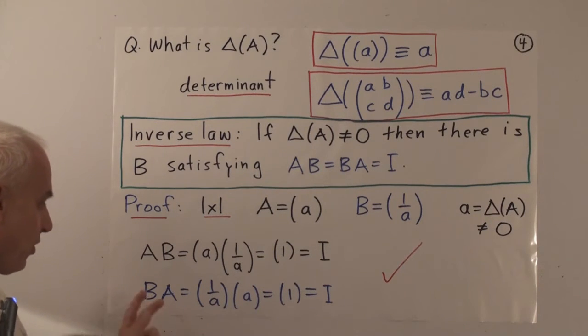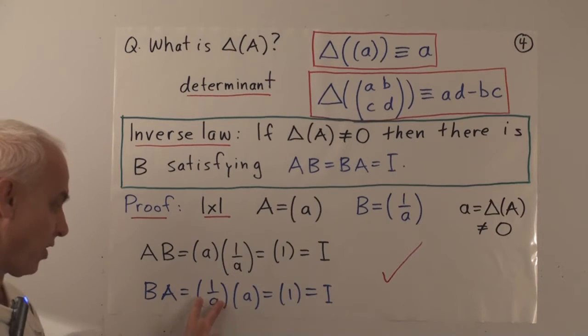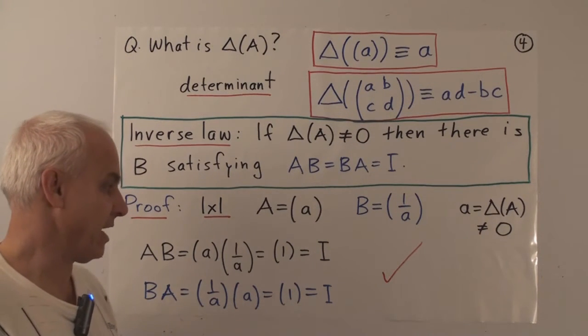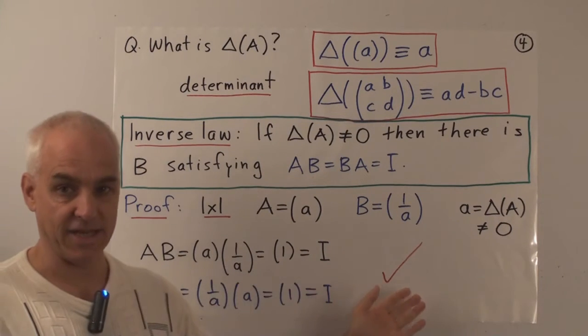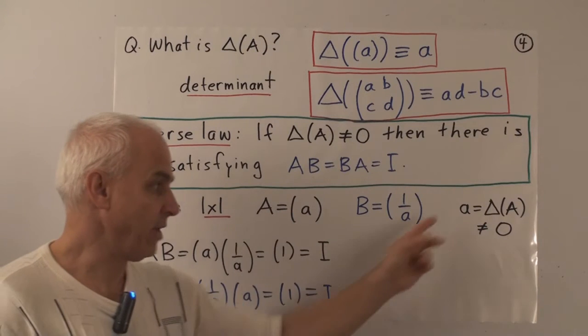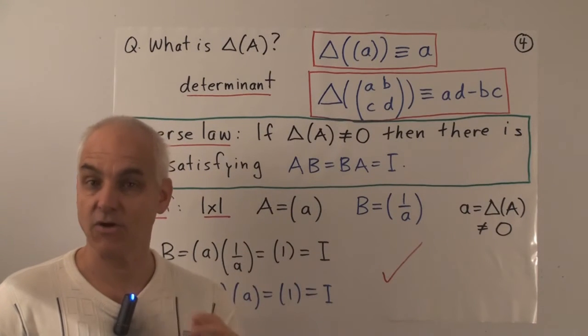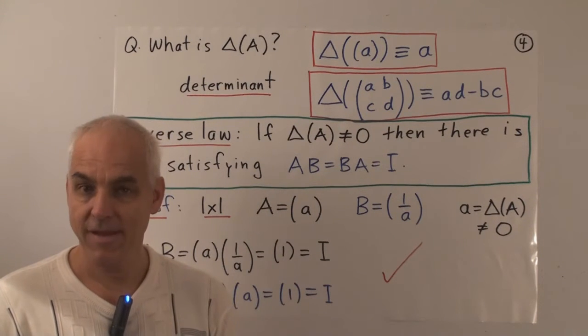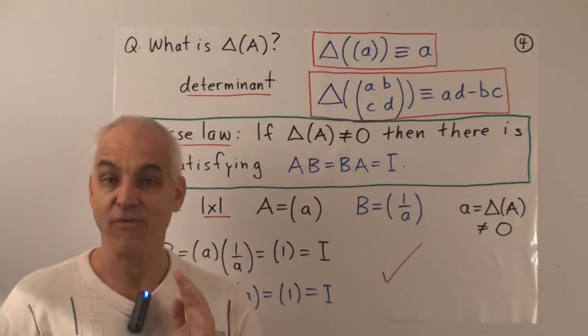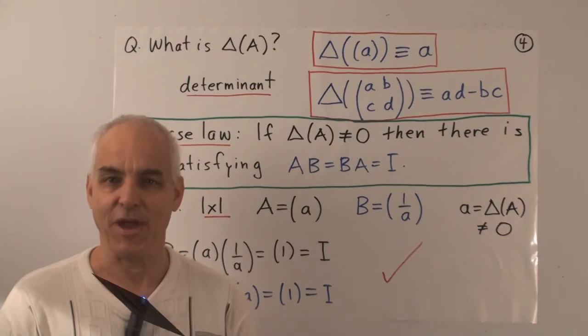And if you do it in the other order, it's nothing different. B times A is 1 over A times A. That's still the matrix with entry 1. That's the identity matrix. So it's easy to see that this is the case. That's the inverse matrix to this one. And we need the determinant to be non-zero for that to work. However, in the 2-by-2 case, it's a little bit more subtle. But fortunately, we've already worked this out.